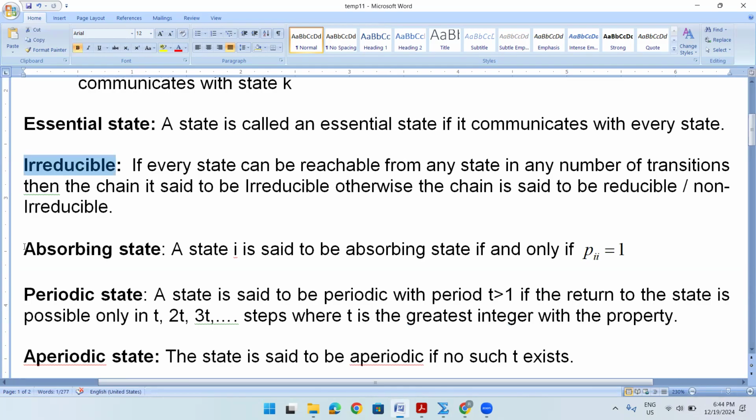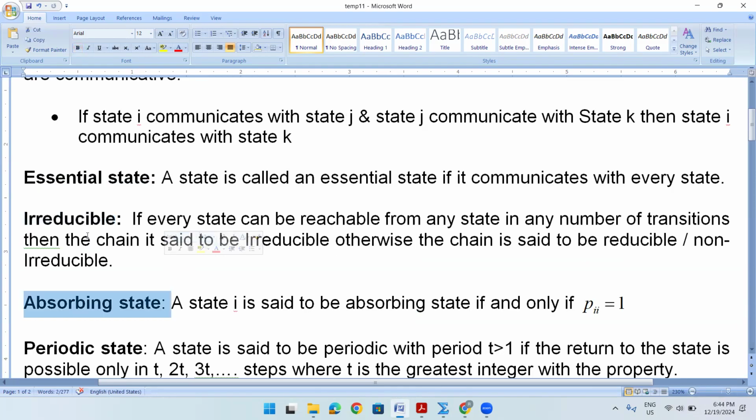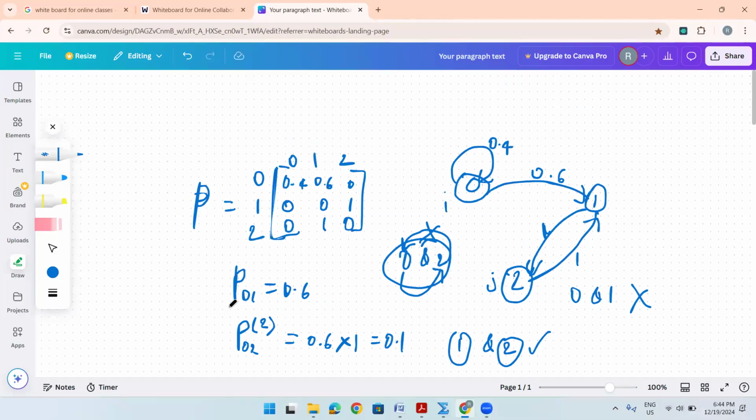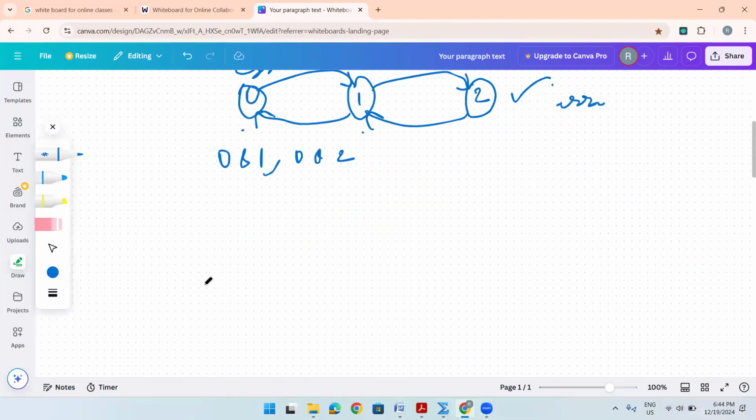And next thing is the absorbing state. Irreducible is about the complete chain, but here in this case, absorbing state is about only a single state. So suppose P is equal to, I'm taking 3 states, we can take 2 or 3, 4, 5, any number of states. Here I'm taking some example randomly, with entries like 0, 0.5 and 0.5, something like this. Okay.